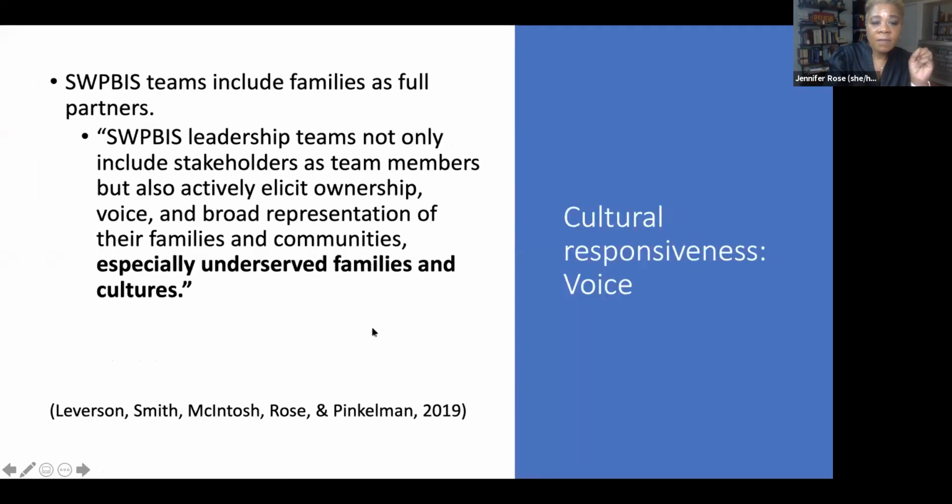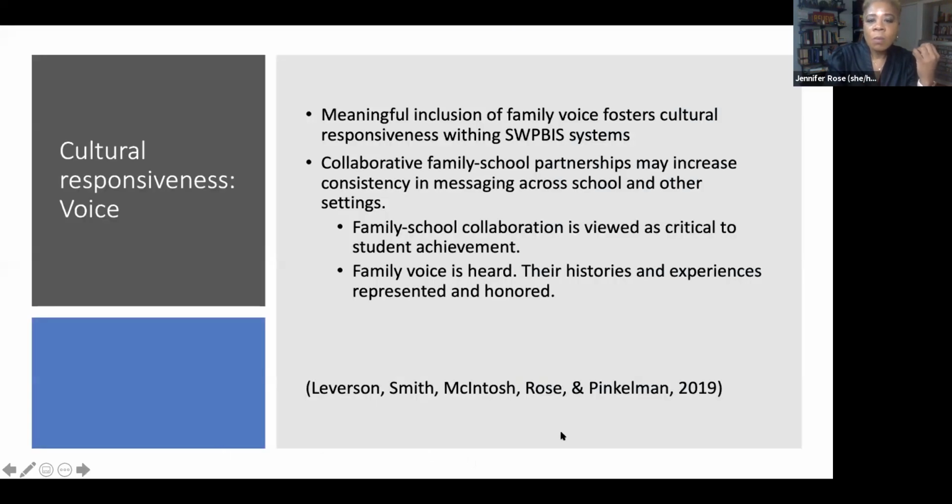Okay, so again, this idea of including families as full partners and the significance of doing that with underserved families and cultures, so that if the parents' experience in school was exclusionary and unpleasant, we want to redouble and triple or quadruple our efforts to make sure that we can help to eradicate that unpleasant memory and to encourage their current engagement in school. Okay. What does that mean? So meaningful inclusion of family voice means that we want to hear about how their culture influences parenting, the expectations for their kids. And that when we do that, when we're developing our matrices, behavioral expectations, teaching plans for behaviors, that the family has a voice in that so that we understand where they're coming from and they understand where we're coming from. It's a collaboration and a negotiation. It's not a dictate.